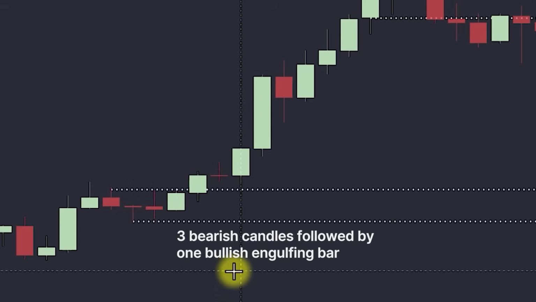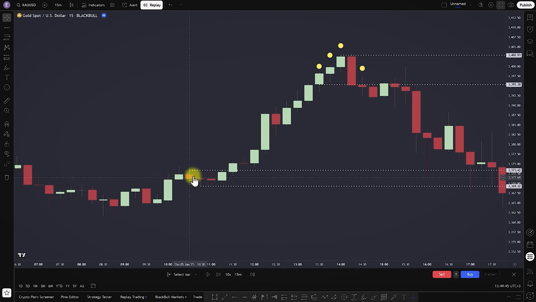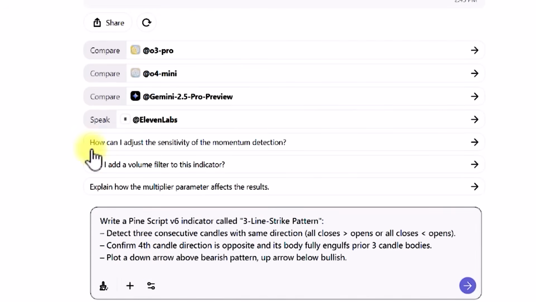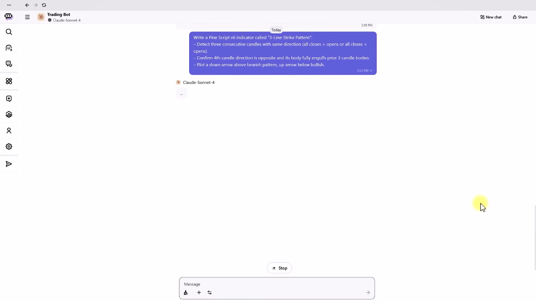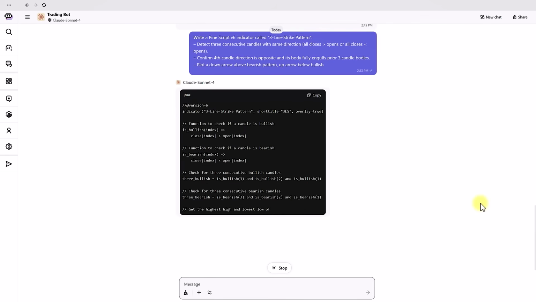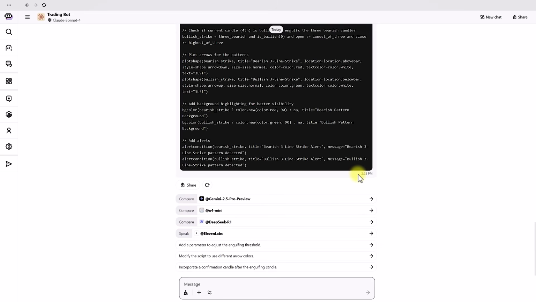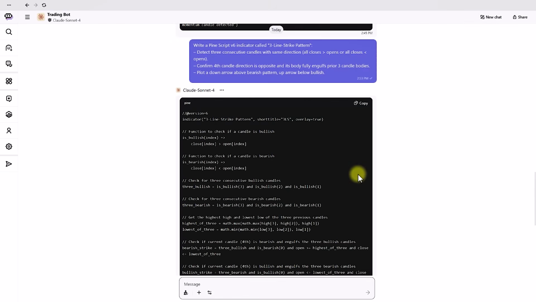Why does this pattern work so well? Well, it signals potential sharp reversals at exactly the right moment. So let's build this using AI, a pattern recognition indicator. Here's my exact prompt. We want AI to check candle direction, to measure body sizes, and to confirm the engulfing action. Most importantly, to place clear visual signals right where the pattern completes. I'm thinking a box, to easily see it and trade the breakout.